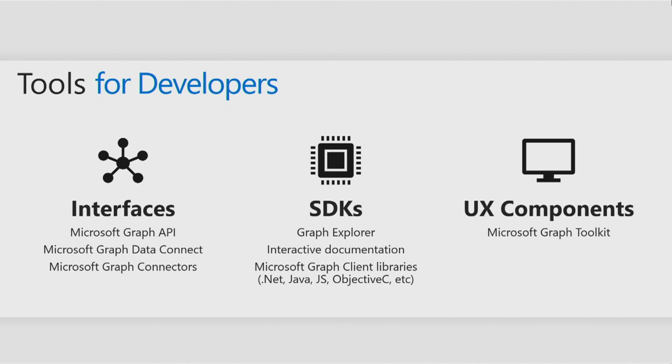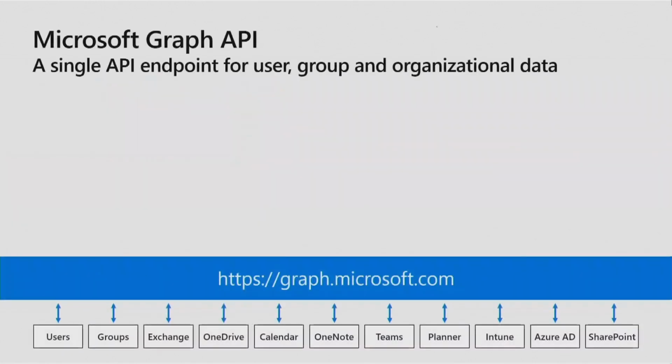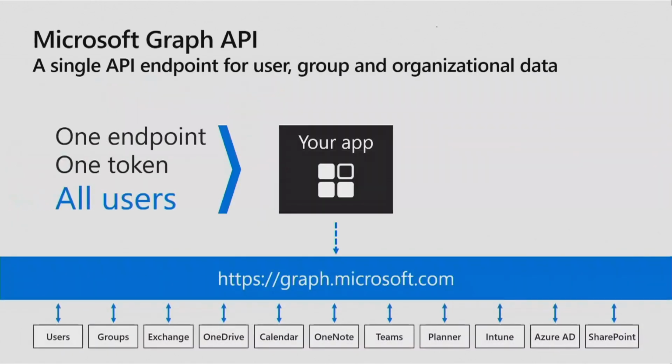Then we have libraries in a variety of languages, and we have UX components with the Microsoft Graph toolkit that you can bring into your application with just a couple of lines of code. So let's get started with Microsoft Graph API. So Microsoft Graph API, as I mentioned, is an HTTP API.